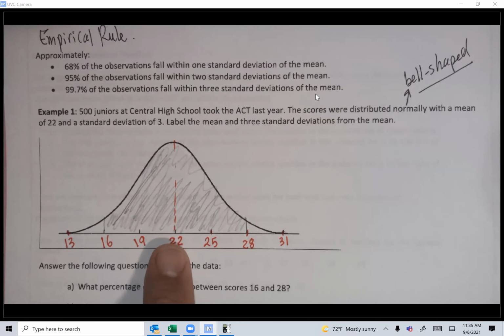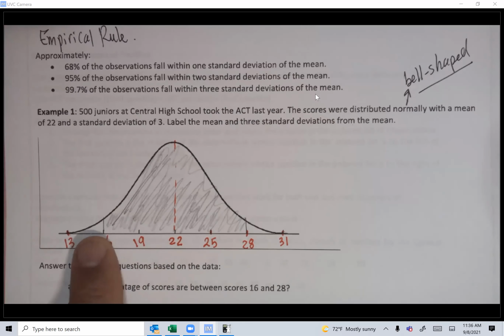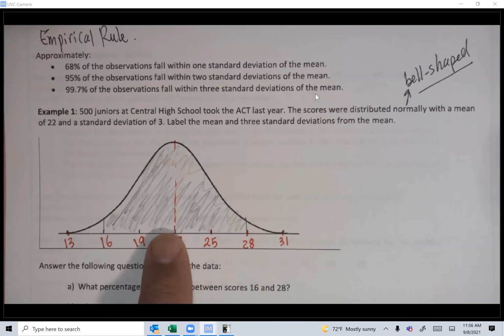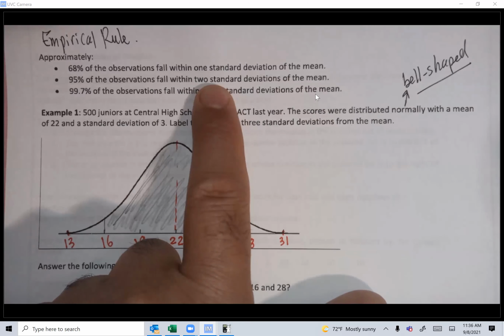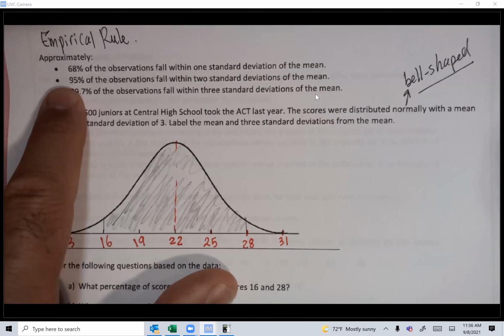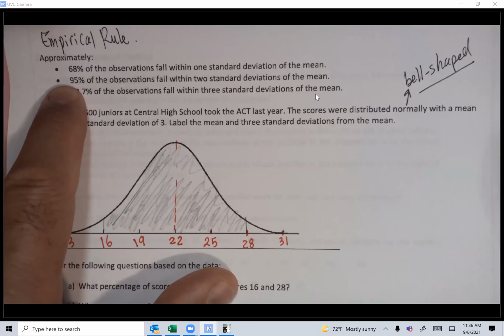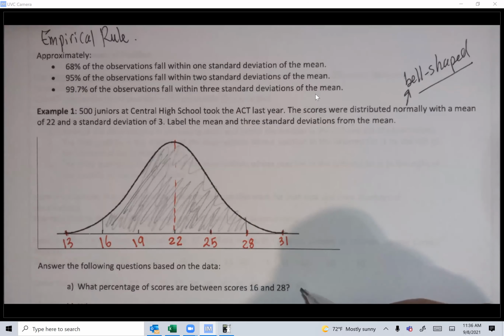Do you guys agree with me that 16 is 2 standard deviations below and 28 is 2 standard deviations above? When it is 2 standard deviations above and below, the percentage will be what, guys? 95%. So the answer will be 95%.